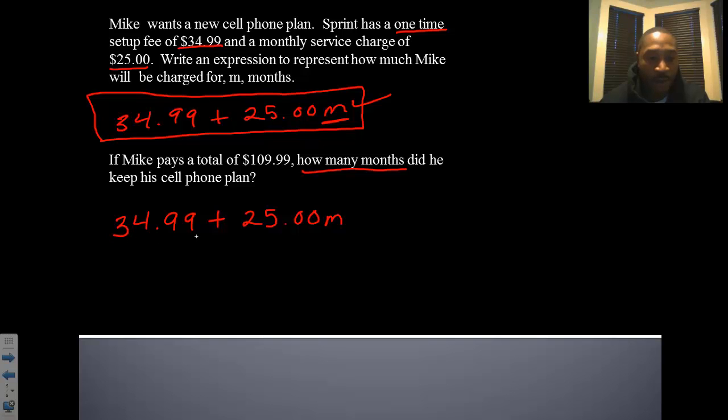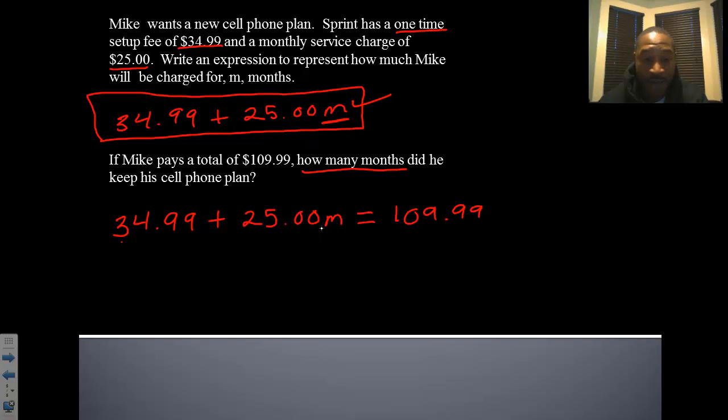Now, they're giving me a total that he paid. So let's say what I'm going to pay equals $109.99. Remember, this is what Mike's going to be charged. And the problem said, well, if Mike pays a total of $109.99, so let's say if what I'm going to be charged equals $109.99, how many months? So now I have to solve for M. How do I solve for M? I have to get rid of two things. I have to get rid of this $34.99, and then I have to get rid of this 25, and then I'll have M alone on this side.